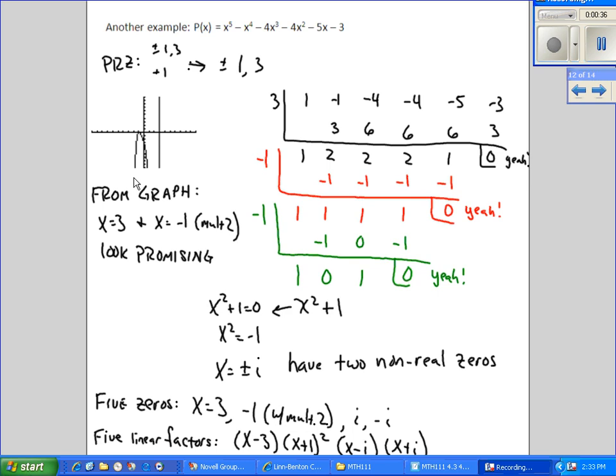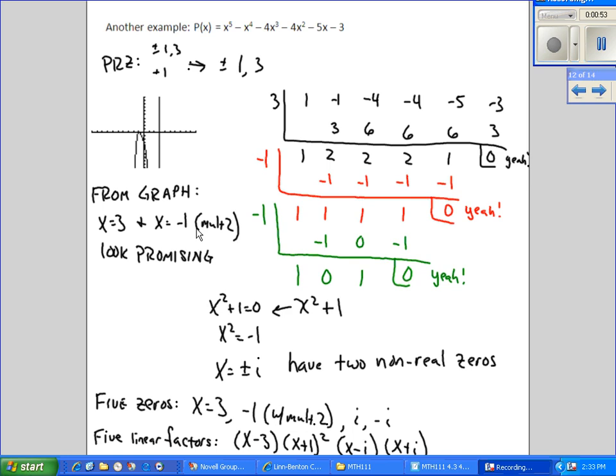But remember when we were talking about multiplicities earlier? This graph just touches at the negative 1 and then passes through the 3. So I suspect that that negative 1 actually has a multiplicity of 2. Could have a multiplicity of 4, but given the degree, I'm thinking probably multiplicity of 2. So let's give this a try.